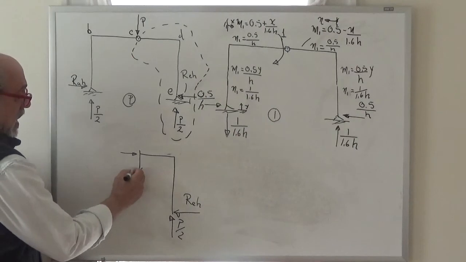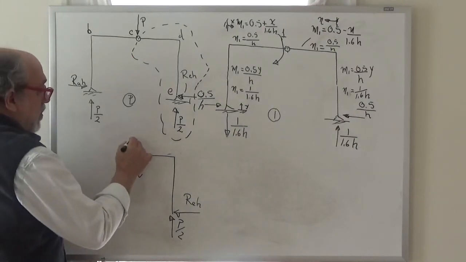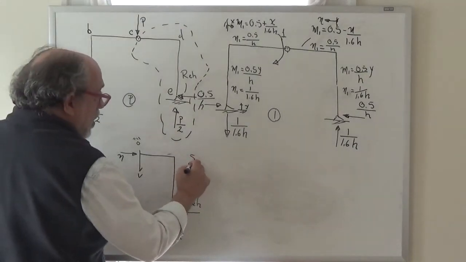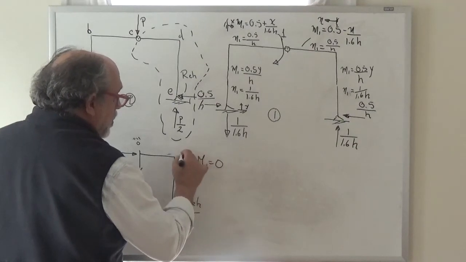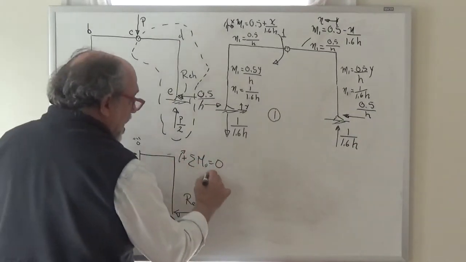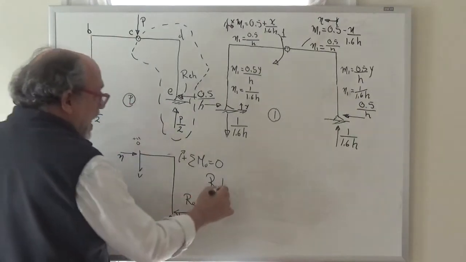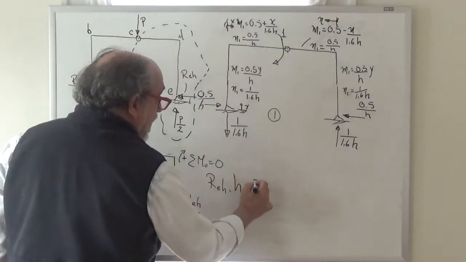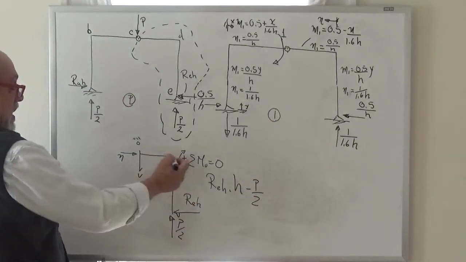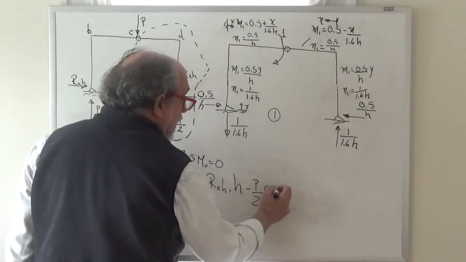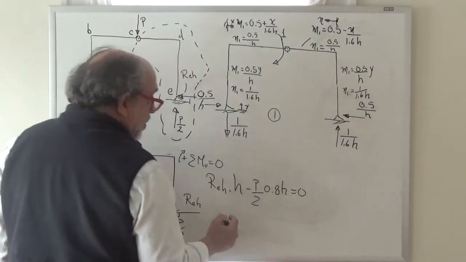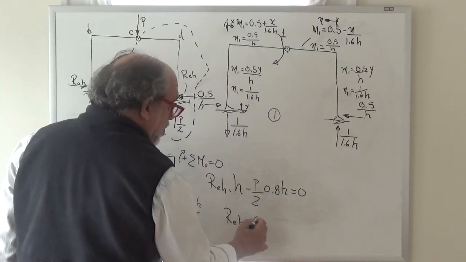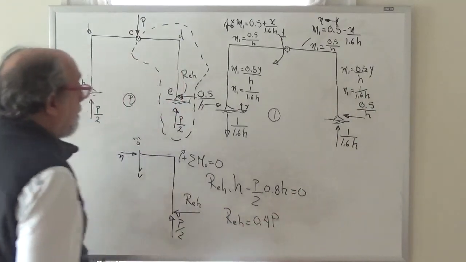So there is a V and an N here. If we now say sum of the moments about O equal to 0, clockwise is positive, it gives us REH multiplied times H, right, minus P over 2 multiplied times that distance, which is what? 0.8 H is equal to 0. From here, the H's cancel, and we find that RE horizontal is just 0.4 of P, right?